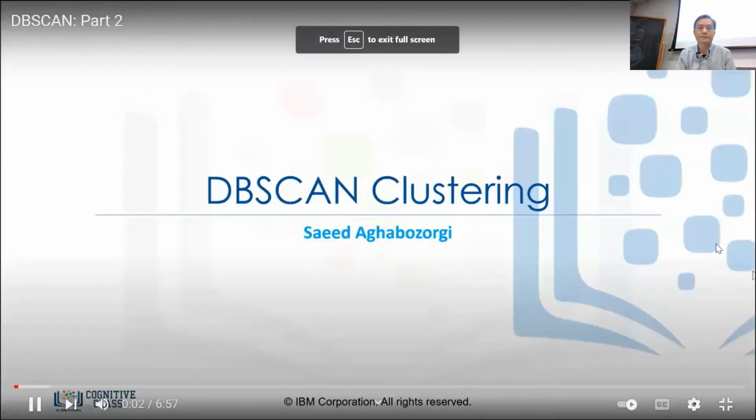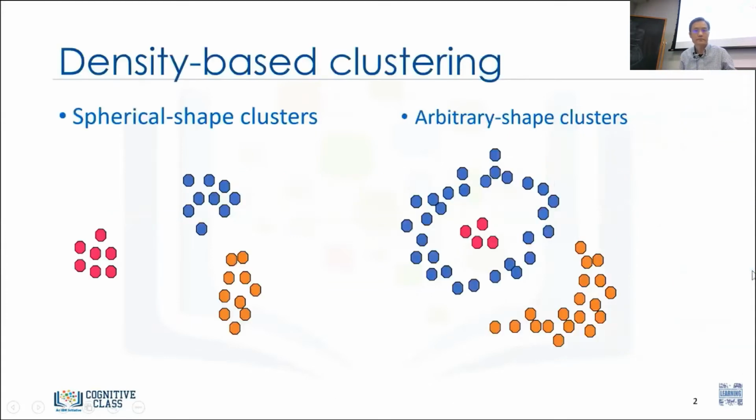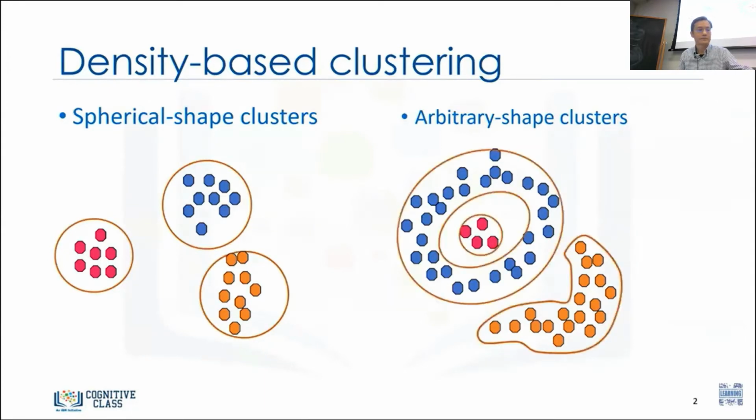Hello and welcome. In this video, we'll be covering DBSCAN, a density-based clustering algorithm, which is appropriate to use when examining spatial data. So let's get started. Most of the traditional clustering techniques, such as k-means, hierarchical, and fuzzy clustering, can be used to group data in an unsupervised way. However, when applied to tasks with arbitrary shaped clusters or clusters within clusters, traditional techniques might not be able to achieve good results. That is, elements in the same cluster might not share enough similarity, or the performance may be poor.